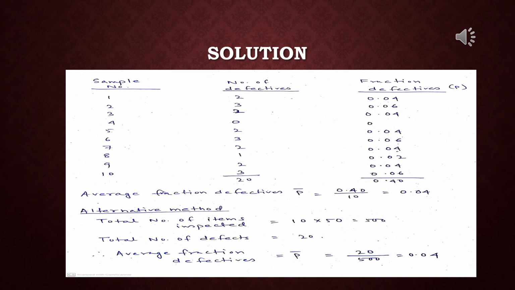Now if we talk about the average fraction defective, that is P bar here, what do we generally do? The total fraction defective divided by the number of samples, which is 10, which gives me the P bar value of 0.04. If you do not like to solve P bar this way, the alternative method is that the total number of items that we are inspecting is 10 samples, each with a sample size of 50. So the total number of items that I am inspecting is 500. The total number of defects, which we have already counted, is 20. So the average fraction defective should be the total number of defects divided by the total number of items inspected. So that is 20 by 500, which again gives me the same result of 0.04. You are free to go with any of the two methods that you wish to.